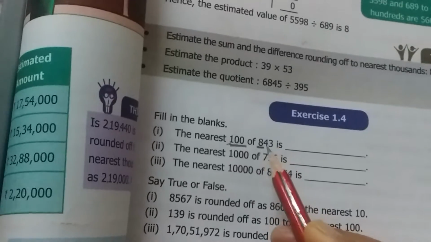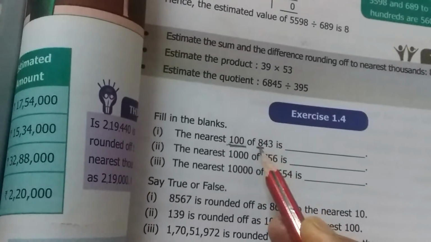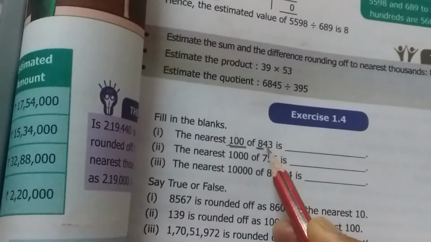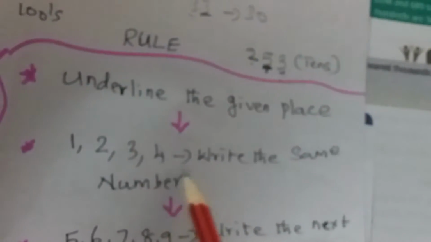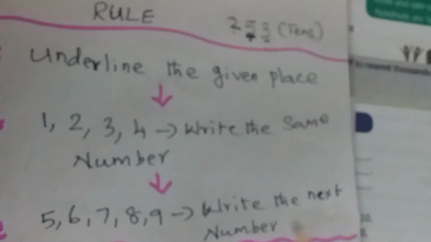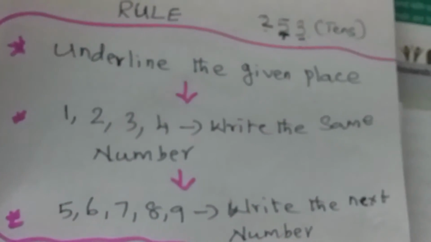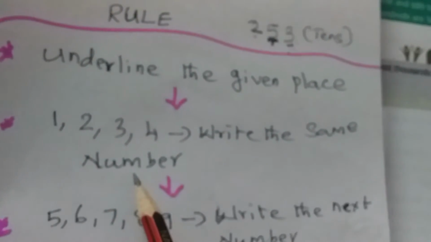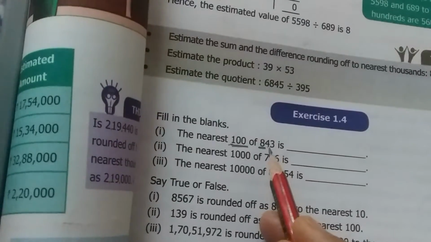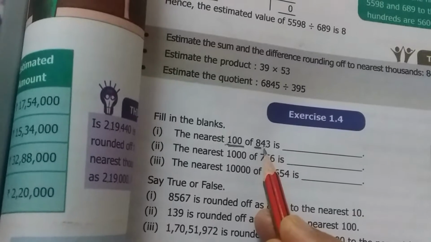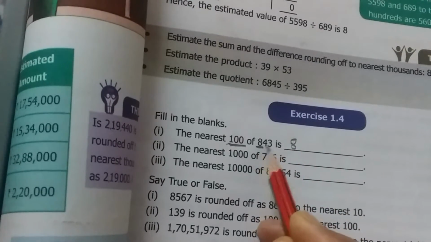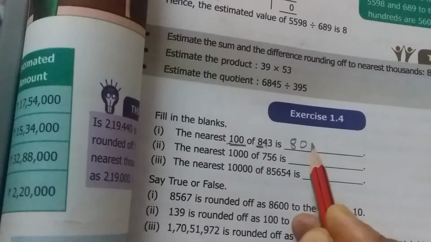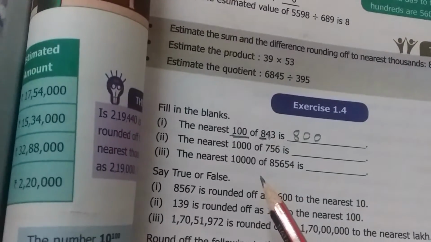Underline the given place. Then see the number to the right of the underlined number. And check whether the next number is 1, 2, 3, 4. If it is 1, 2, 3, 4, we have to write the same underlined digits. So you check the next number, it is less than 5. So we should write the same hundreds place, and after the underlined digits they become 0, 0. Got it? Shall we move on to the next one?